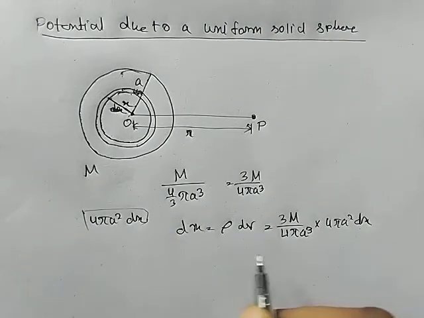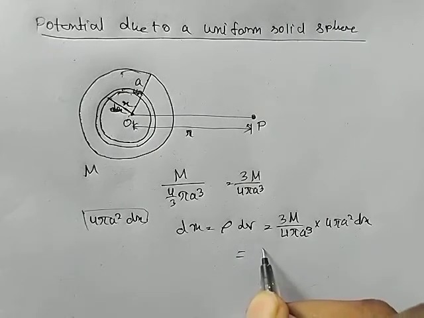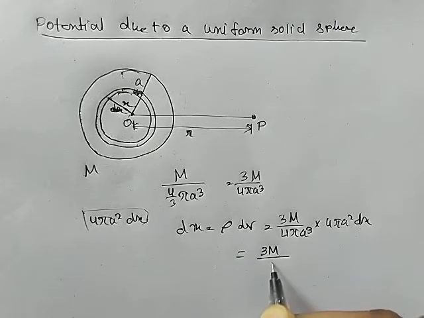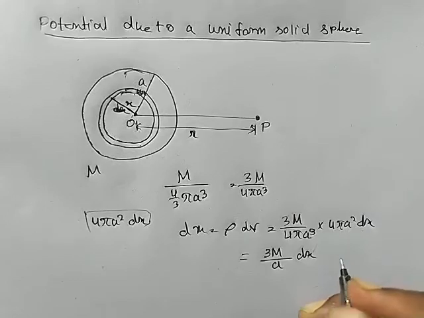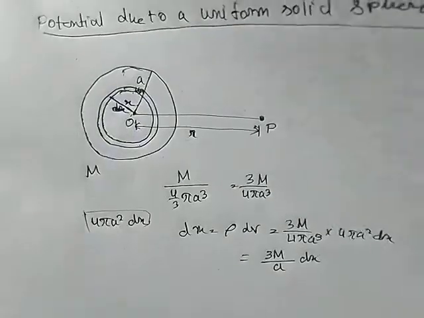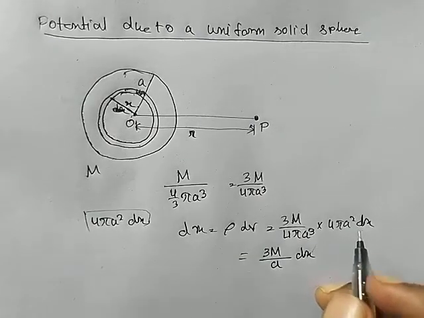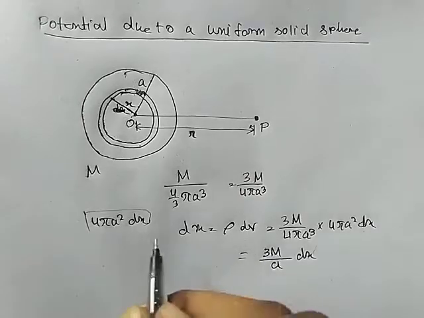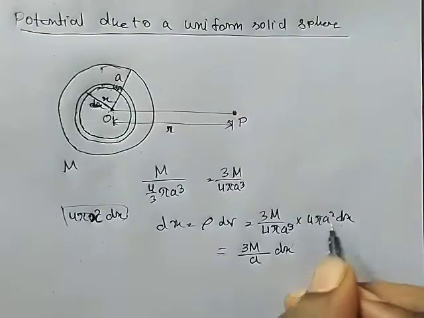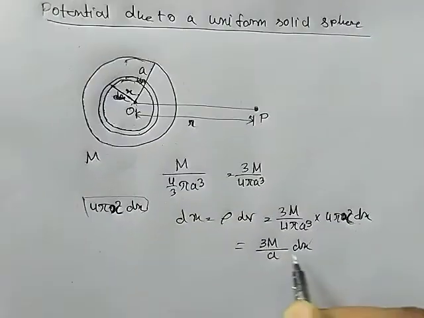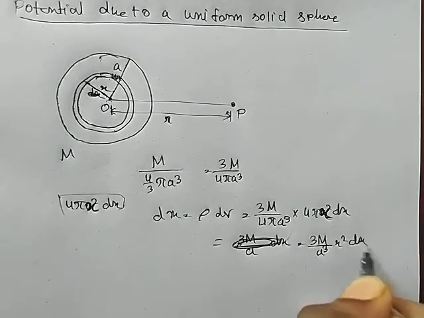If we multiply, 4 pi a square cancels out and it becomes 3m by a dx. Sorry, I have made a mistake here. This dV is not 4 pi a squared. This radius is x, so this is 4 pi x squared dx, and the mass becomes 3m by a cube x squared dx.